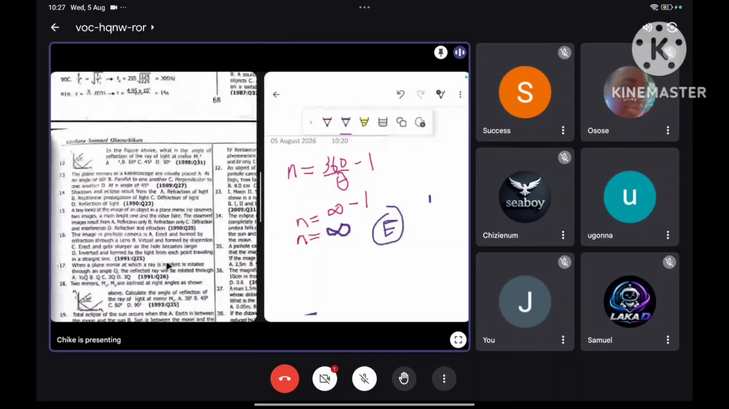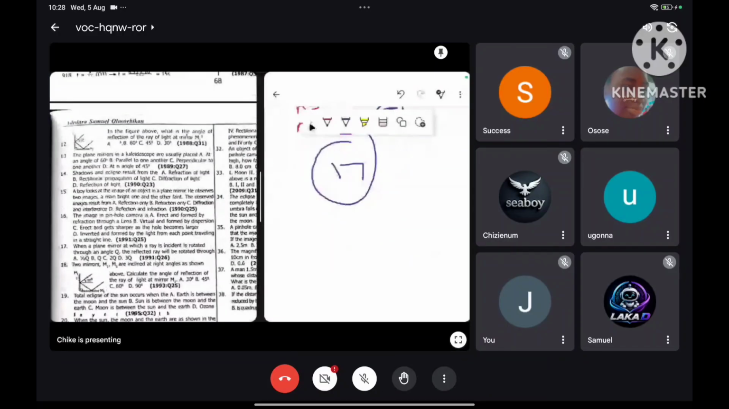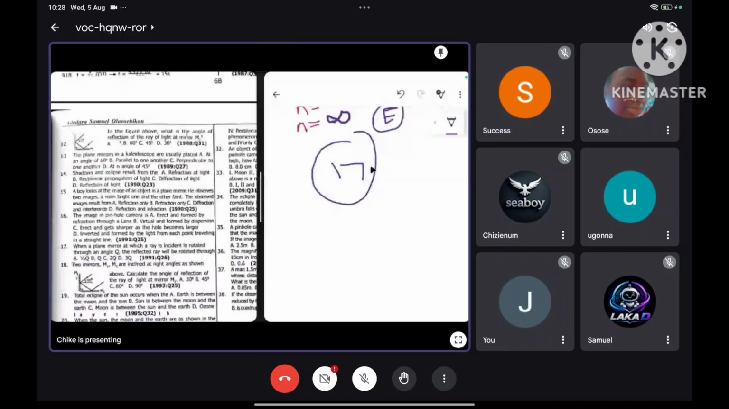Okay, let's do 17. So it's the word problem, but we've done it. Let me write it down in case you're not seeing what I'm pointing out. Question 17: When a plane mirror at which a ray is incident is rotated through an angle Q, the reflected ray will be rotated through what angular change? Who can tell me? Someone should try. This one is easy.